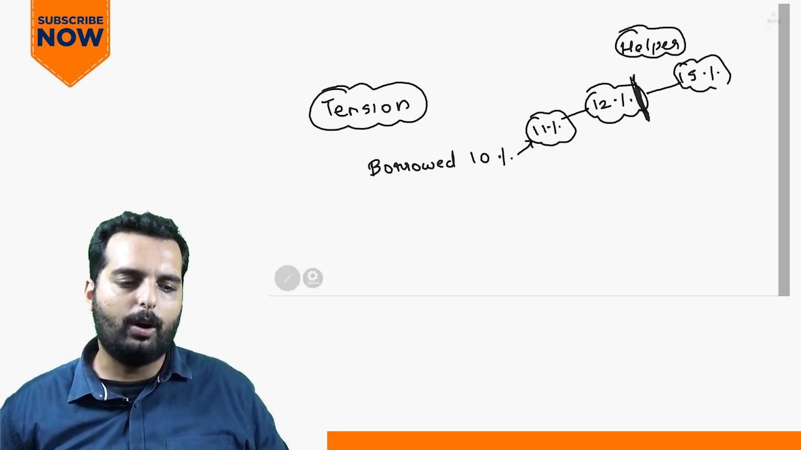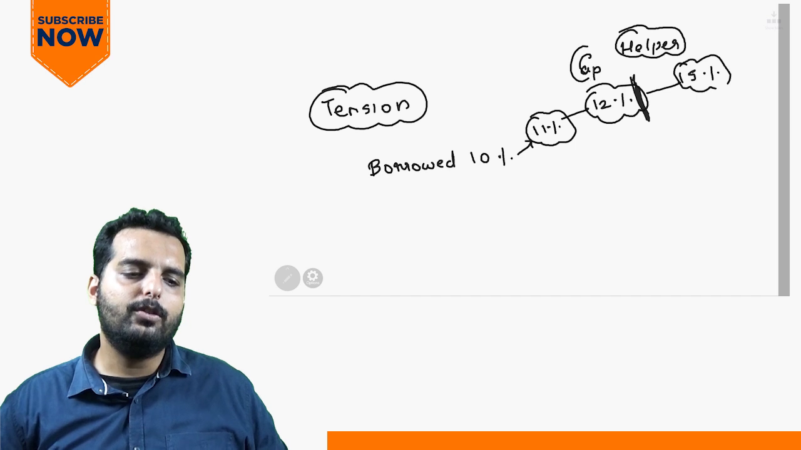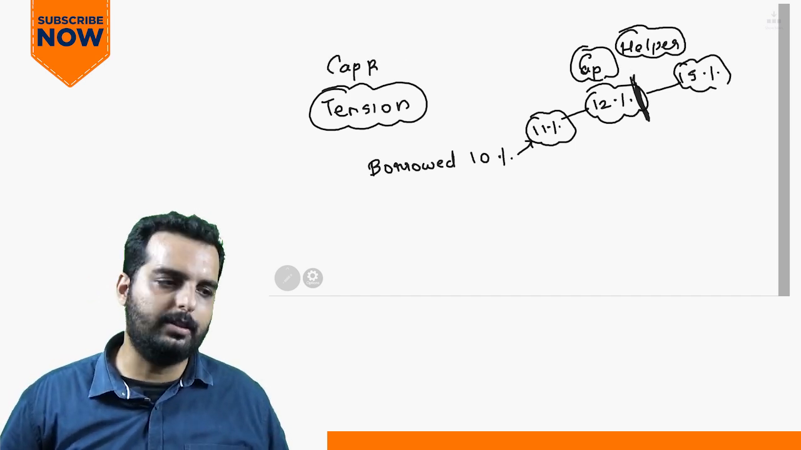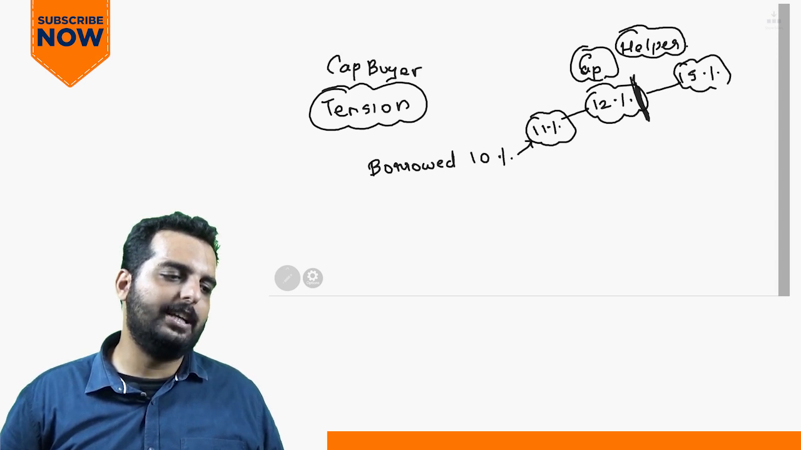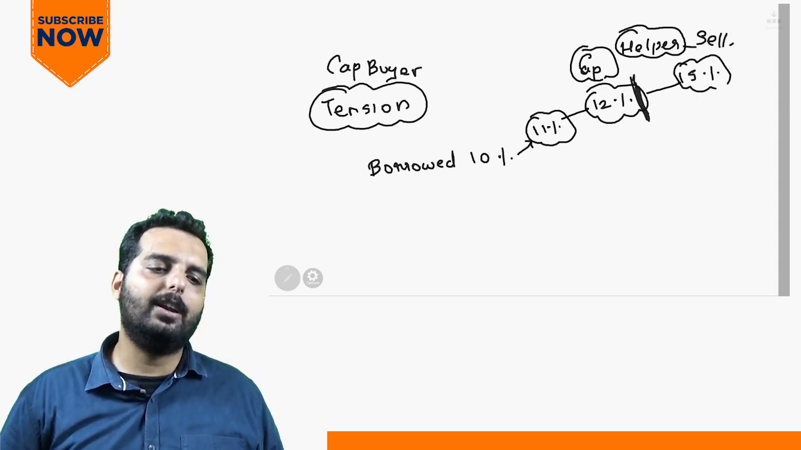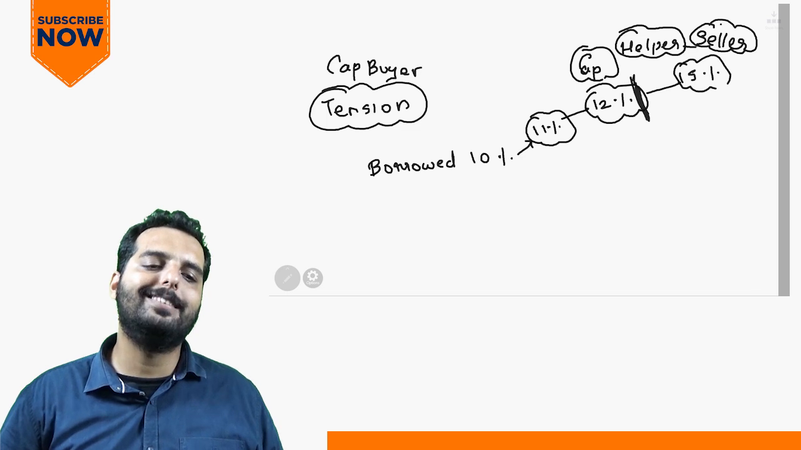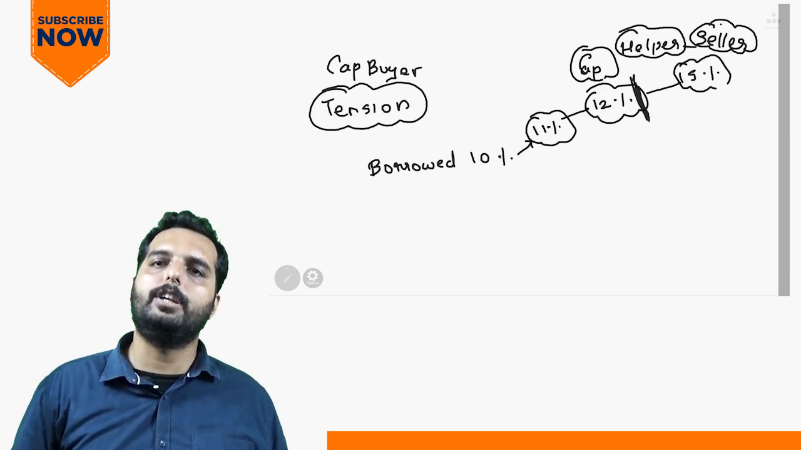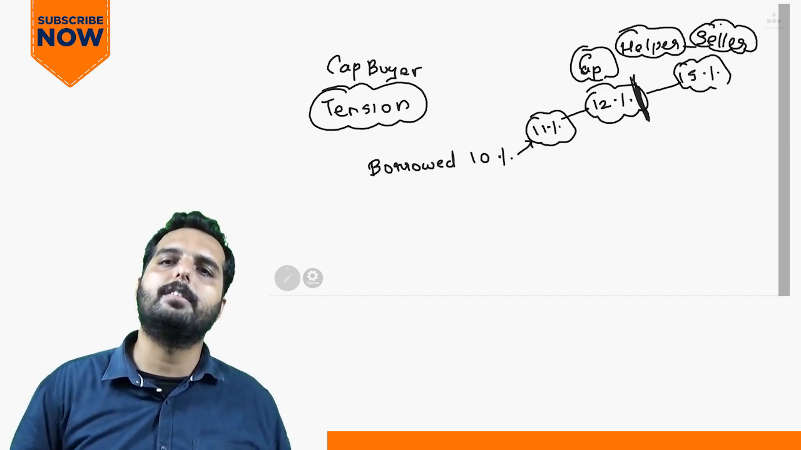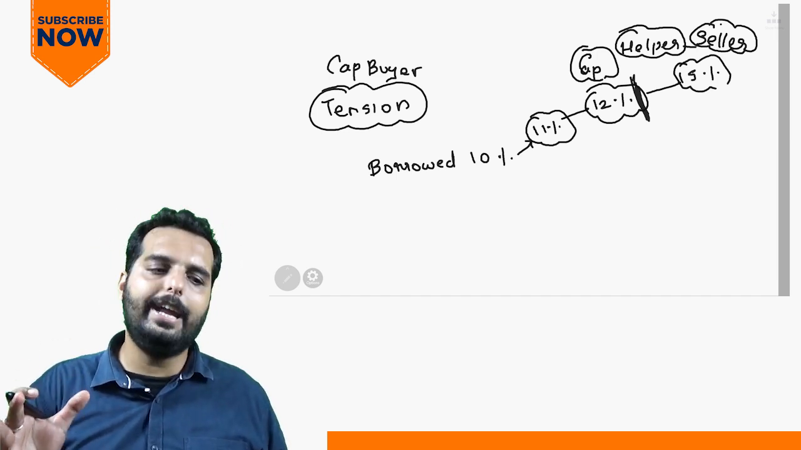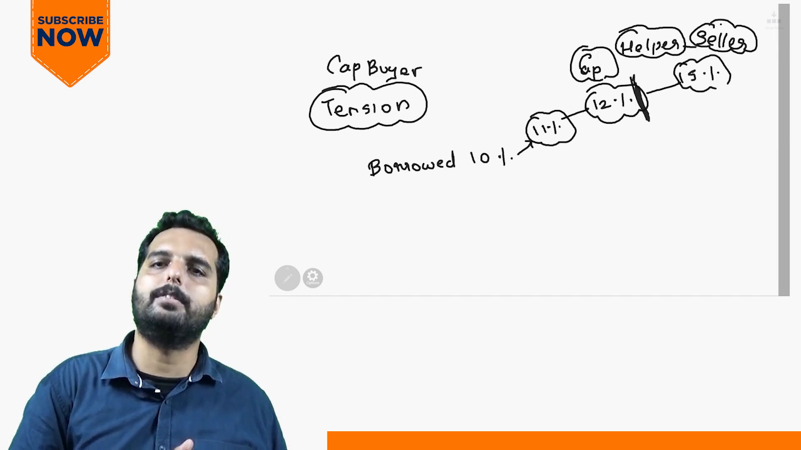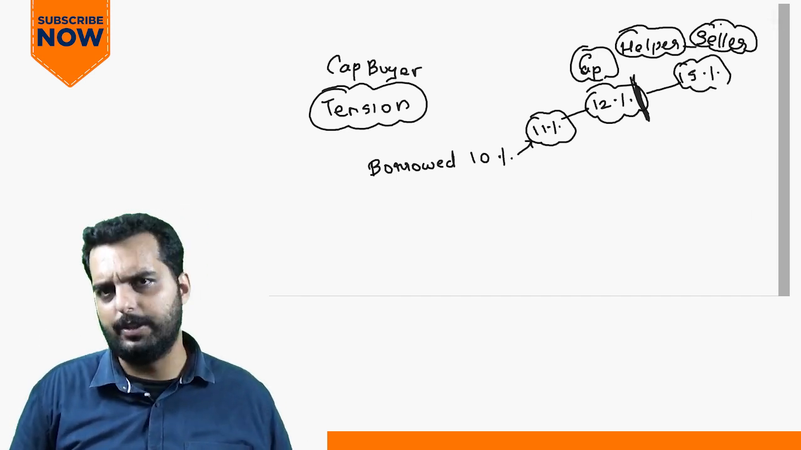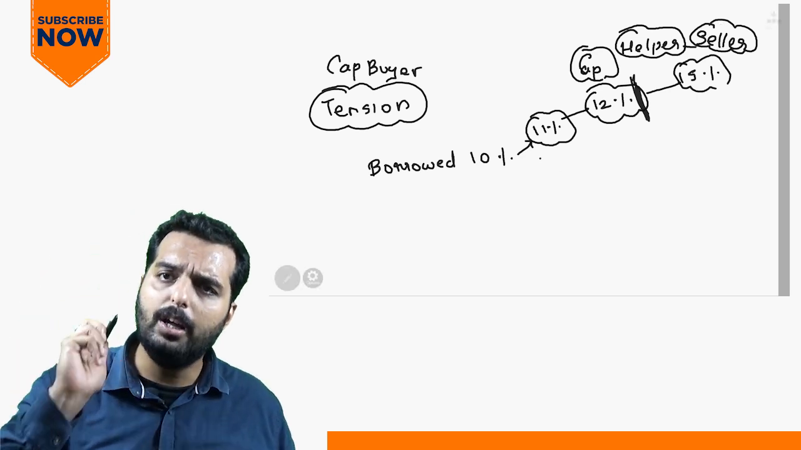This scenario is what we call a cap. So here, Mr. Tension has taken a cap at 12%. Hence, I call Mr. Tension a cap buyer and I'll call the helper the cap seller. The idea is that if the rate goes above 12%, whatever loss is there will be suffered by Mr. Helper, and if the rate or the loss is less than 12%, the entire tension or the risk shall be taken by Mr. Tension.